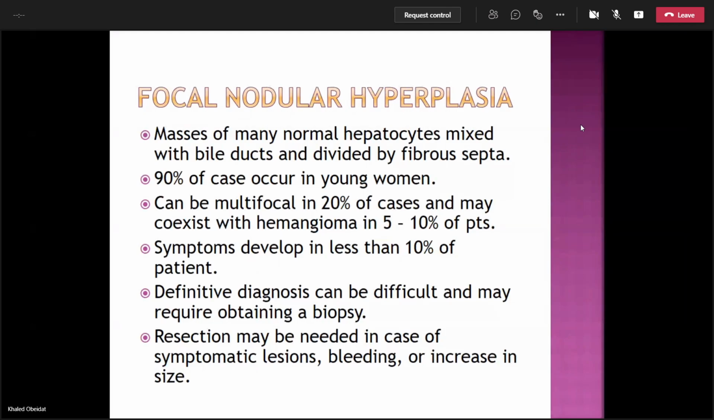Here, if the lesion is symptomatic, we usually recommend resection, or if it is increasing in size on follow-up. Symptomatic usually means abdominal pain because of capsule stretching. We recommend resection in that case. If we follow the conservative approach and we see that it is enlarging, then we also have to recommend resection.